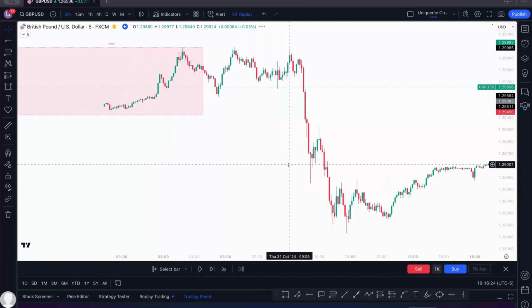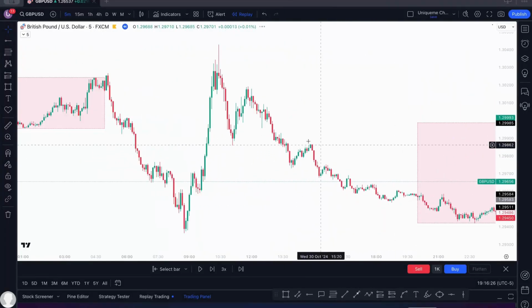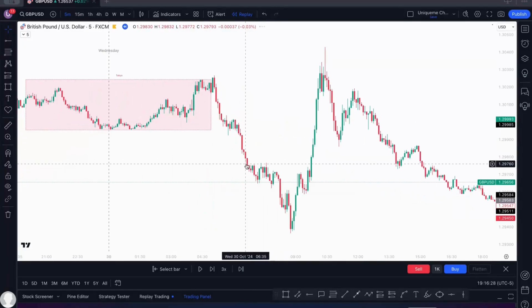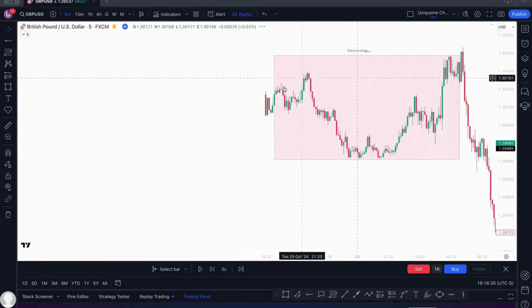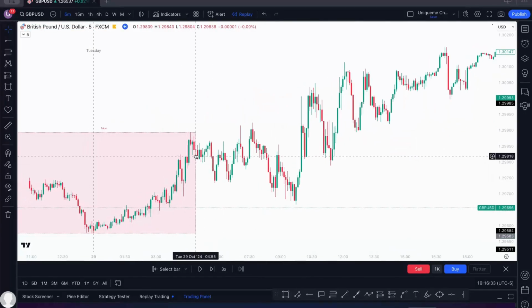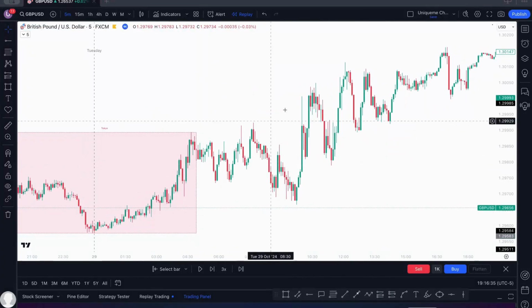Because why are we doing this? We are doing this based on you are trading this strategy only in the London session. Only in the London session. Do not get carried away.